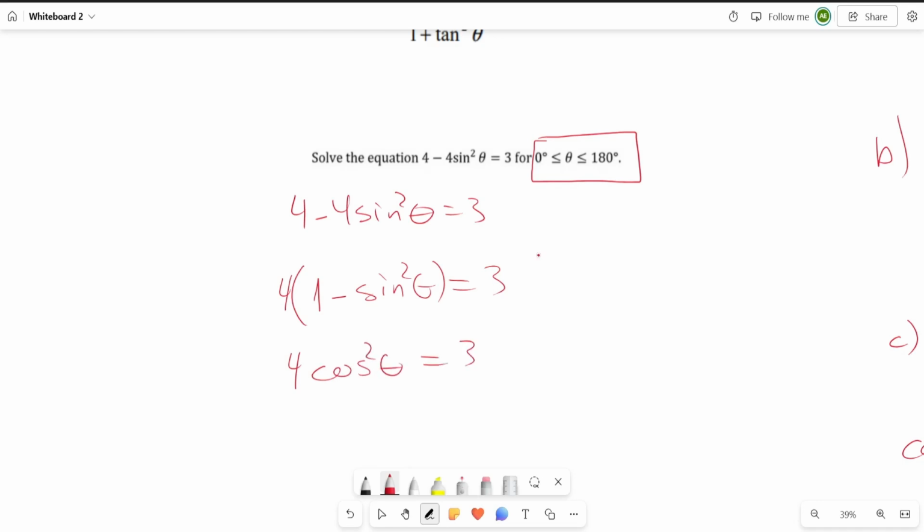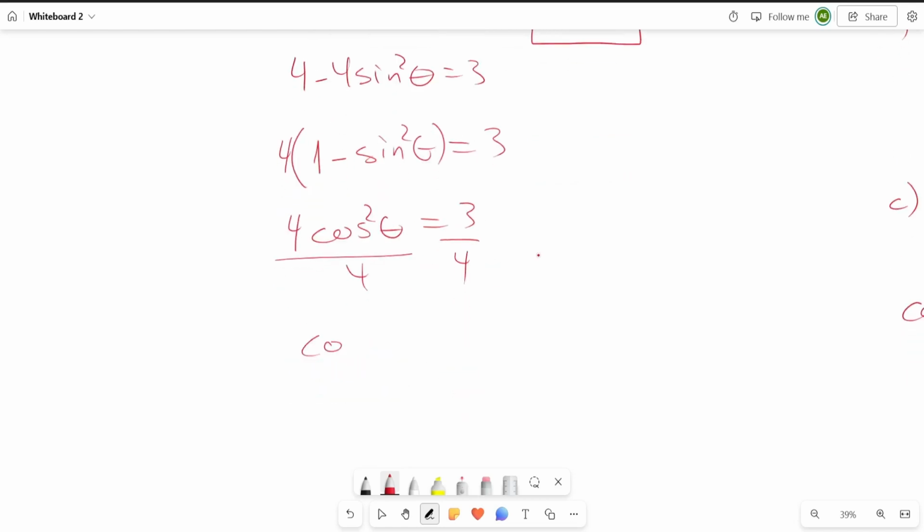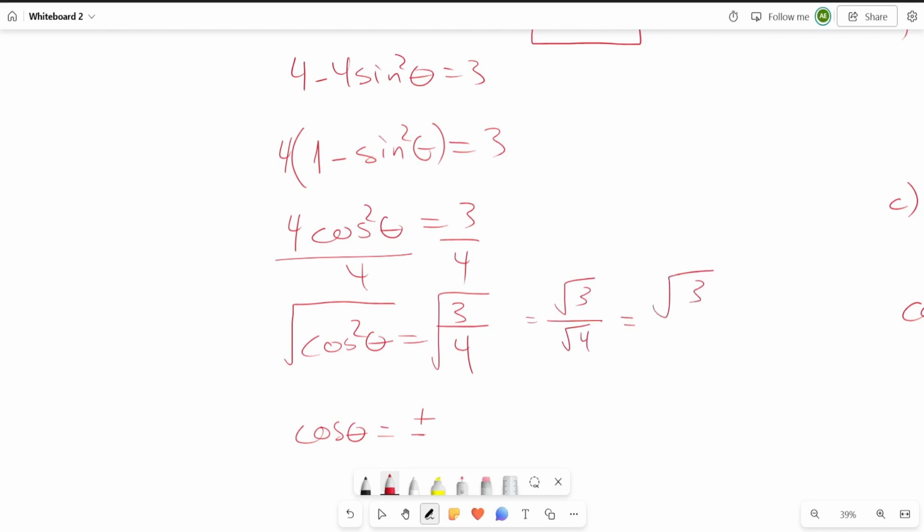So solving for theta, I will divide both sides by 4, and this will give me cosine squared theta equals 3 over 4. Now I can take the square root of both sides. This will give me cosine theta equals plus or minus root 3 over 4. I can rewrite it as root 3 over root 4, which I can rewrite as root 3 over 2, because root 4 is 2. So it's a plus or minus root 3 over 2.